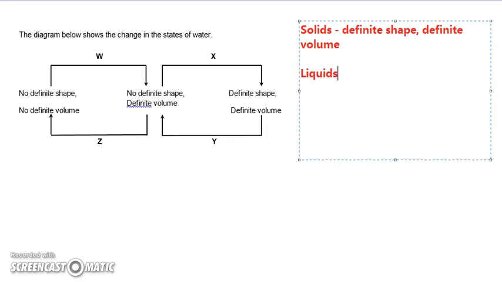Then we have liquids. Liquids have a definite volume, which means they can't be compressed, but they have no definite shape. That's why you can pour a liquid from one container to another, from a mug to a cup, and it will fill up the container. It has no definite shape, but it does have a definite volume, meaning it can't be compressed.